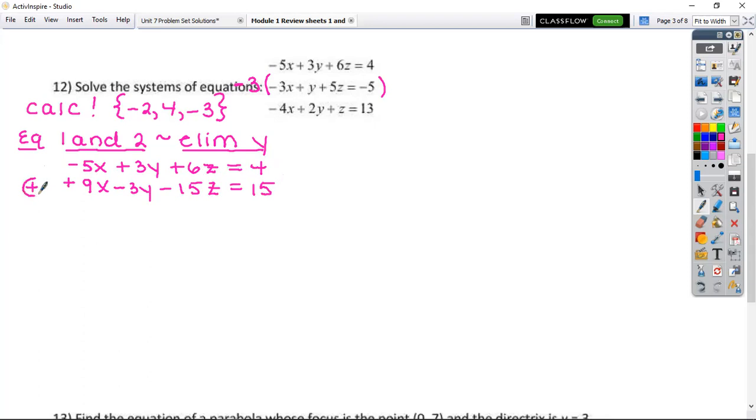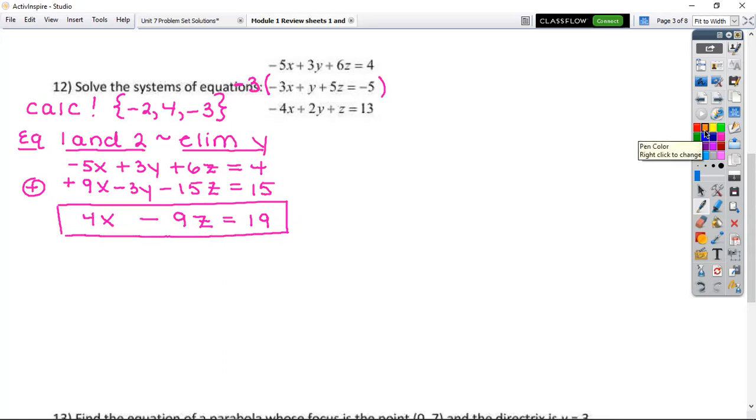Add straight down. And what do we get from this? So I have 4x, your y's have canceled. And then we have minus 9z equal to 19. Okay, box it please. And we're going to come back to this. Our plan has to be the same.